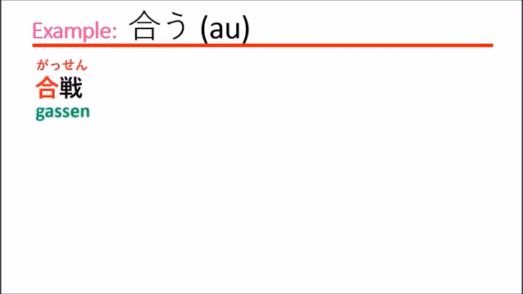Gassen. Gassen means battle, fight, or fighting. Gassen is a special sound of this kanji. So you have to remember that some kanji have special sounds. But actually, you just have the sounds of onyomi and kunyomi only.